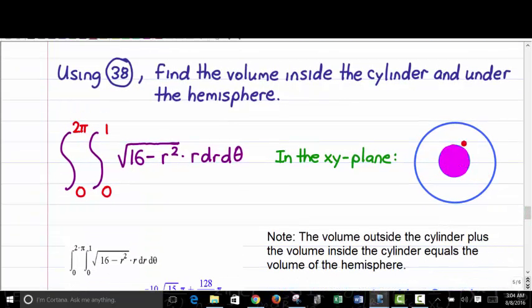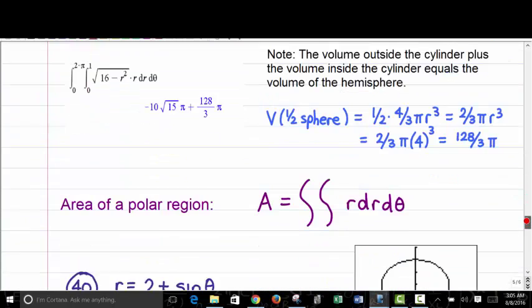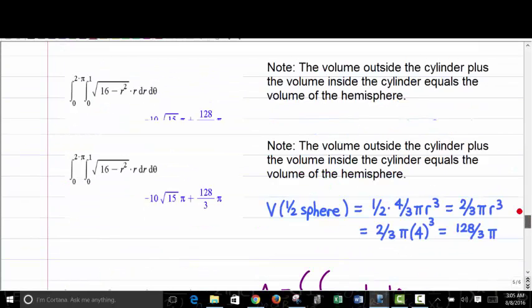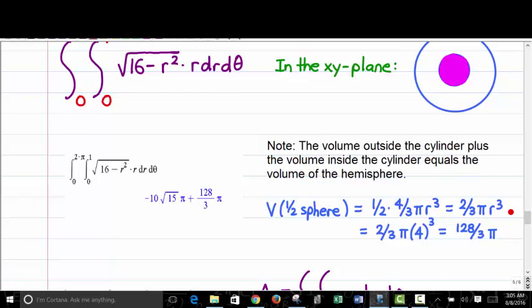Now, so we're inside here, but keep in mind the height is still dictated by the rounded part of the hemisphere. So we still have 16 minus r squared, but now we're going from 0 to 1 and 0 to 2 pi. Now, I didn't work this part out. I could have, I guess, obviously, but I let Maple do it.